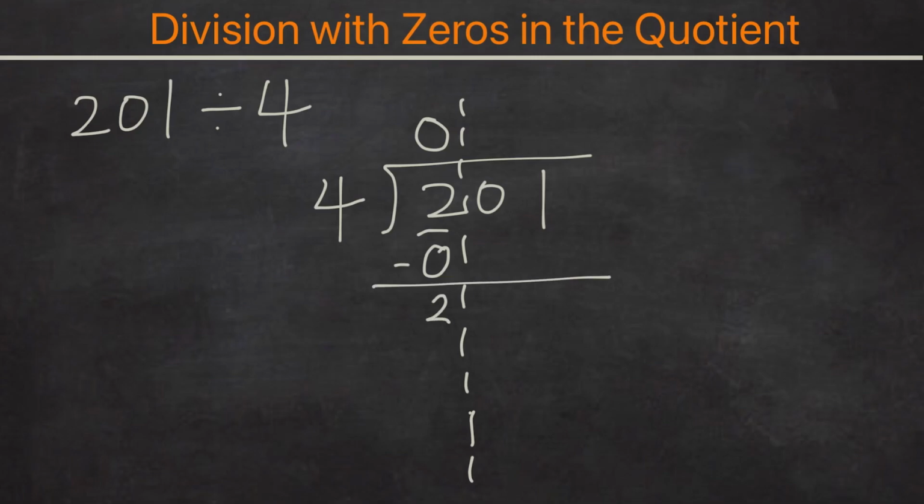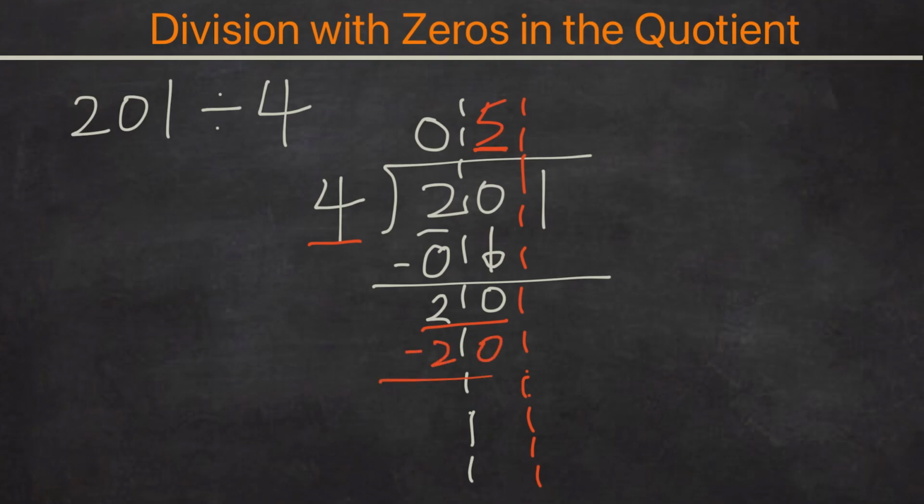Okay, so we just move down the 2. Now we bring down the 0. And now we're at this position. And we need to answer this spot here. So now we have 20 divided by 4. And 5 goes into it. So 4 times 5 is 20. So 20 minus 20 is 0.